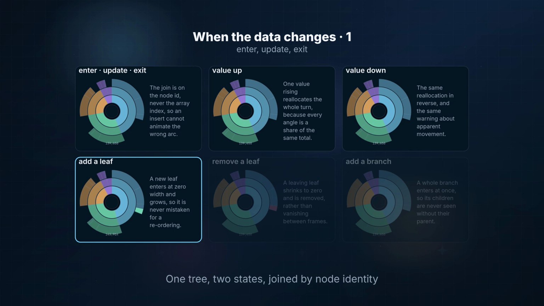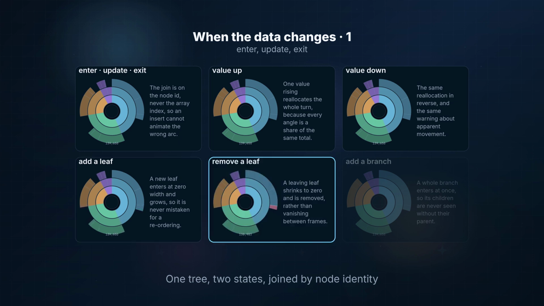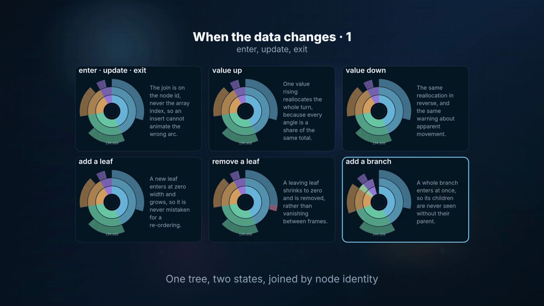Arrivals and departures need care of their own. A new leaf that pops in at full width is indistinguishable from a reorder, so it enters at 0 width and grows into its slot. A departing leaf shrinks to nothing rather than disappearing between two frames, and the whole branch arriving has to open as one piece, its children keeping their proportions inside it.